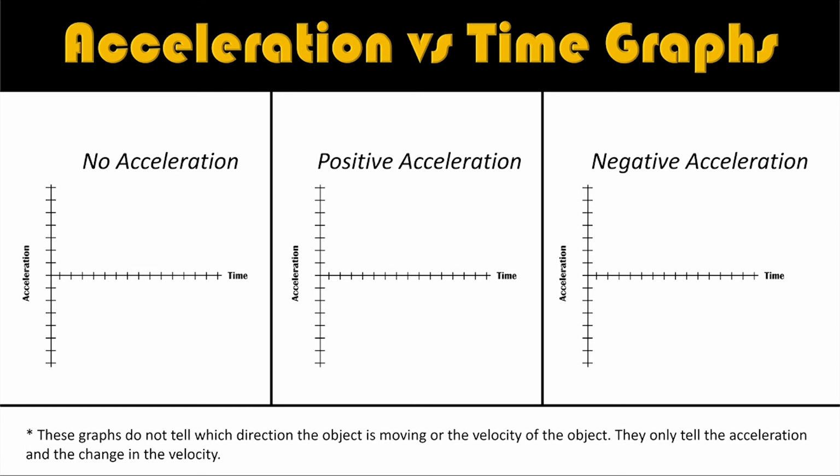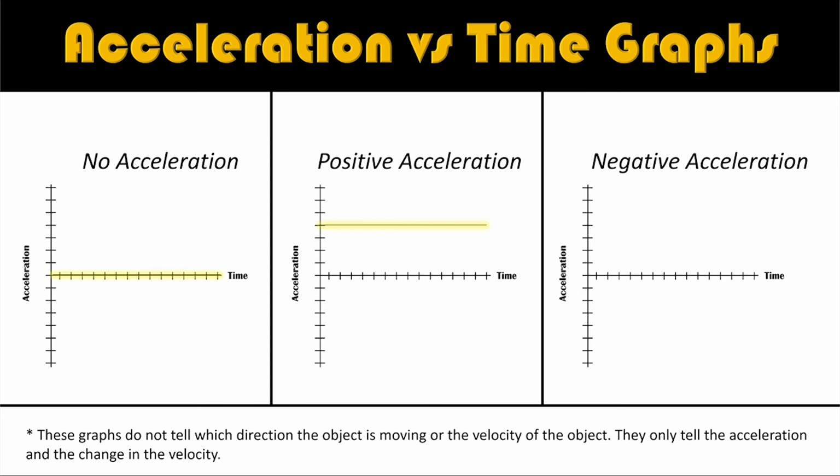What would no acceleration look like on an acceleration versus time graph? Well, it would look like this, just a flat line on the 0. It doesn't tell us if the object is not moving. It doesn't tell us if it's moving at a constant velocity. All we can tell is that there is no acceleration, which means there's no change in the velocity. We can't tell anything else from that graph. So let's show what a positive acceleration would look like. Well, it would look like a flat line on the positive side of the graph.